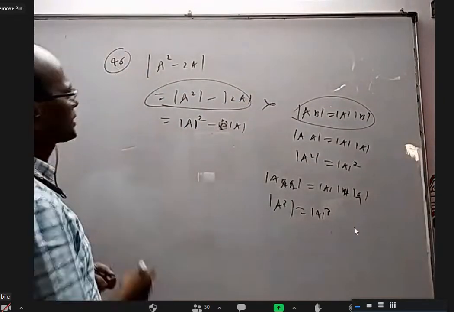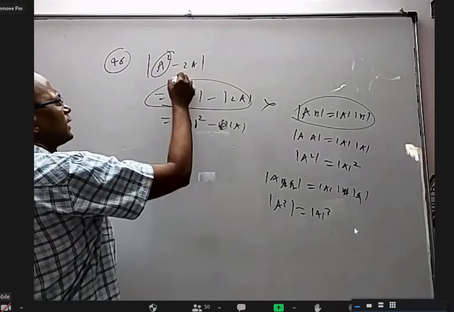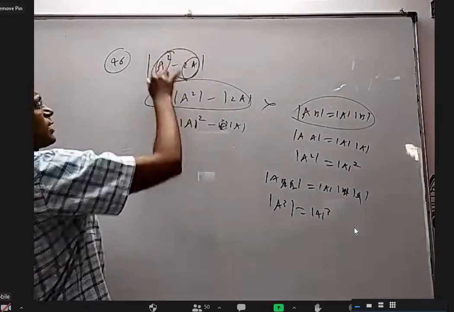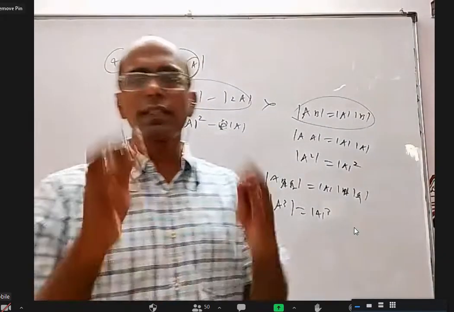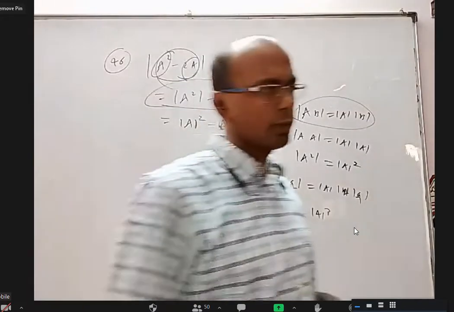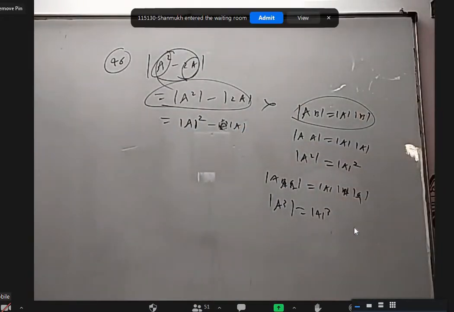Then how to do 46? Really find A square, really find 2A, really find A square minus 2A, that matrix, and then find determinant of that. Is it okay for 46? Yes, sir.